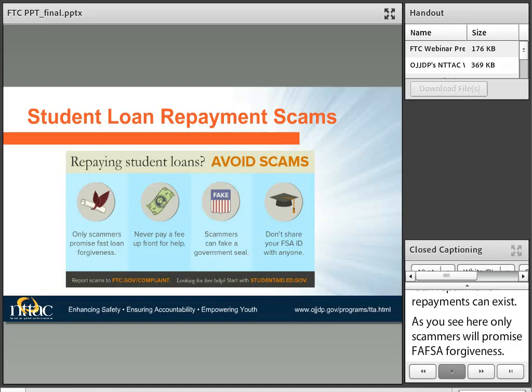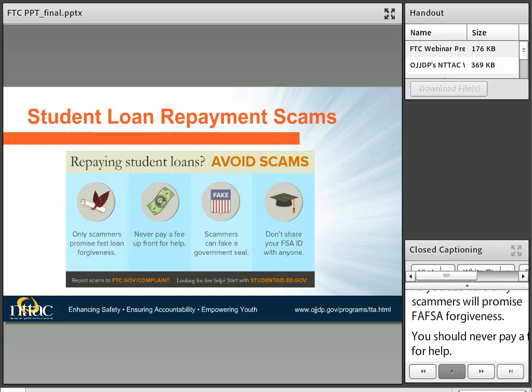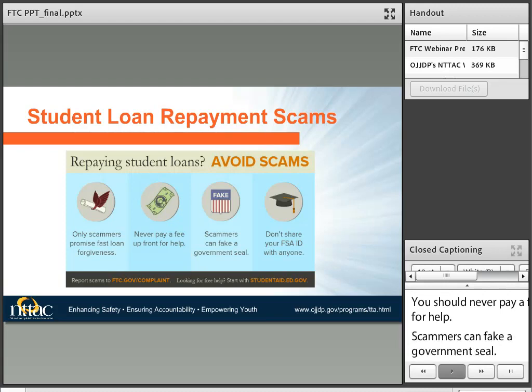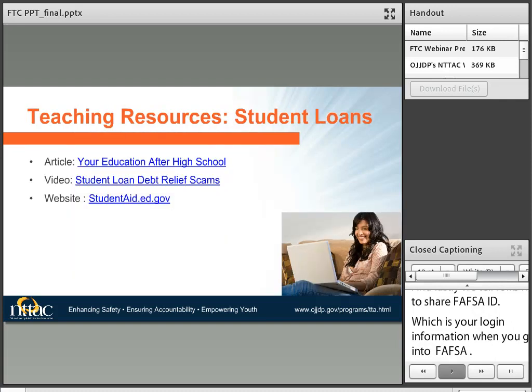And lastly, we tell folks not to share their FSA ID, which is basically your login information when you go into FAFSA, with anyone, because people can commit identity theft if you give that over to them. So I think that's it for student loans.